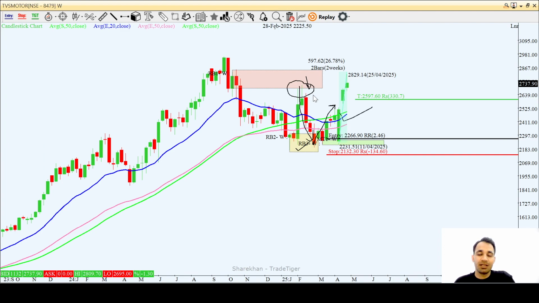So that's demand and supply in a nutshell. This is a very simple concept, but the impact of demand and supply zones is massive in your trading if you know how to use them or how to draw them effectively.